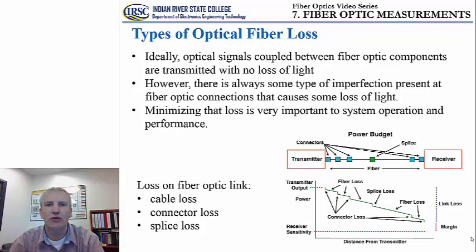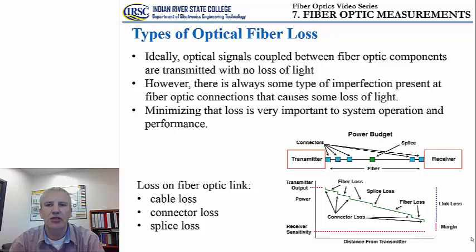So the goal is to have a minimum loss, and ideally there will be no loss. However, if you're talking about a real case scenario, there's always a certain amount of loss. In other words, the signal that we are sending from the transmitting side is going to be attenuated as it is being propagated along an optical fiber. So it's very important to minimize the loss in a system so that we have optimum performance. And that's exactly why we are focusing on types of losses that are present in fiber optic links.